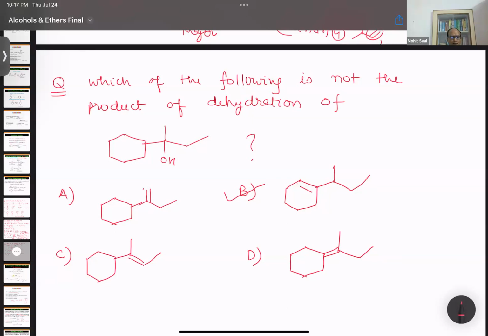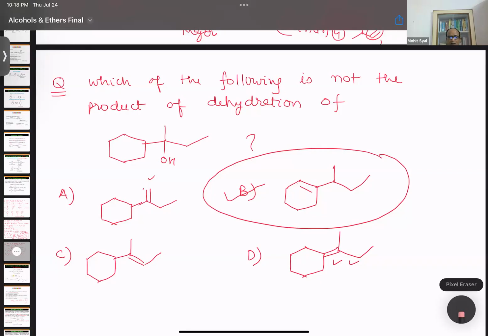It reacted. A double bond will not get transferred to this side. Within the ring, it will be either on this side, this side, or this side. Three possibilities are there. So you will not have this possibility as your answer. Very good question. Very simple also.